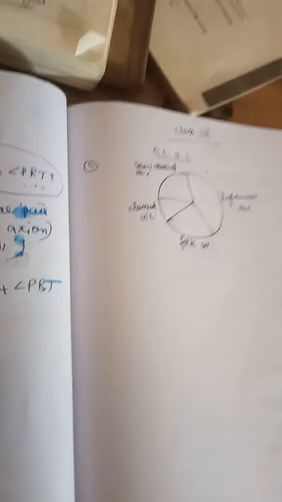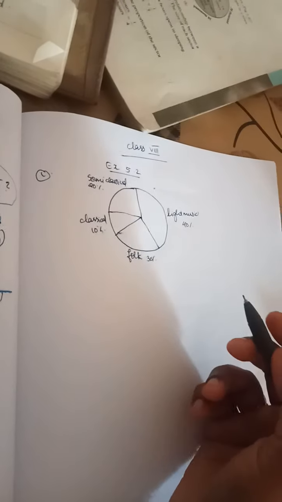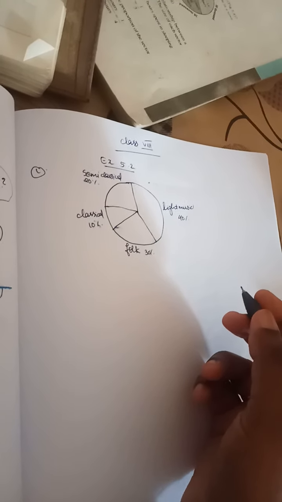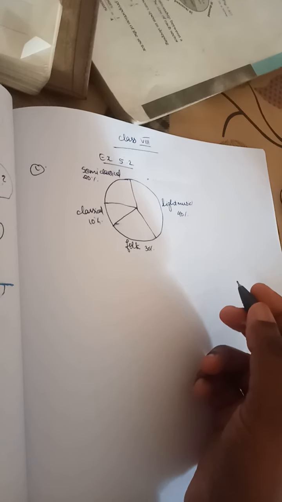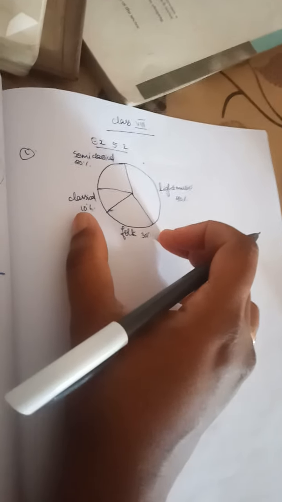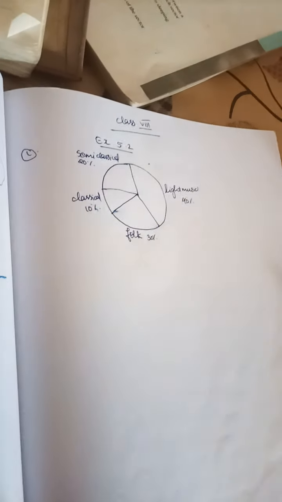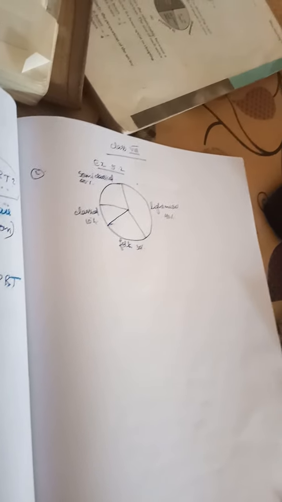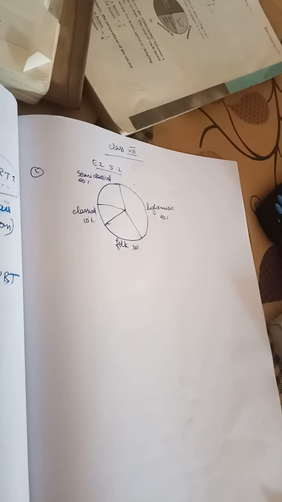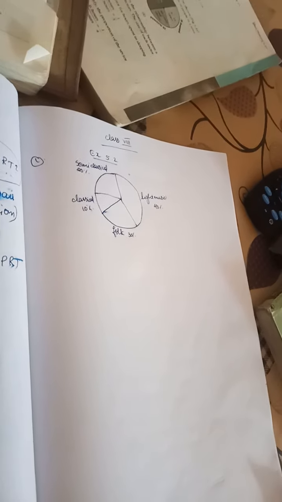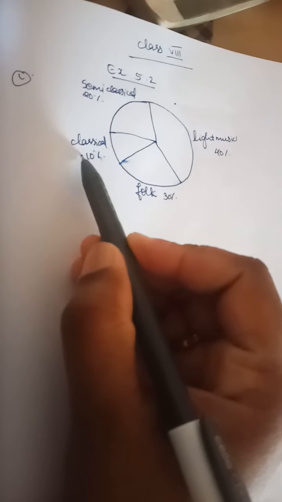A survey was made to find the type of music that a certain group of young people liked in a city. The adjoining pie chart shows the findings of this survey. It shows something related to music, and the number of pupils also. From this pie chart, answer the following. We have to find the answers using this pie chart. First question: if 20 people liked classical music, what is the total?